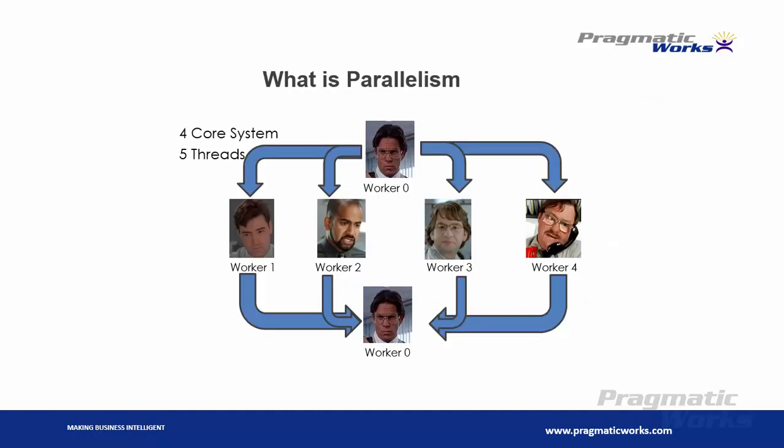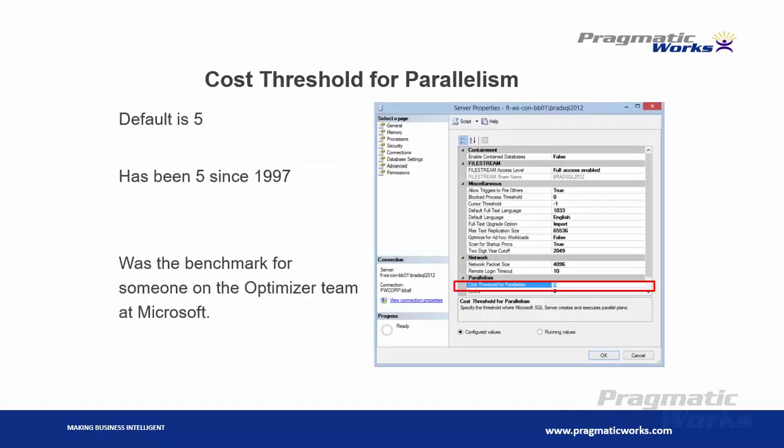The thing with having multiple CPUs working against a set of data is that there's a possibility that some could finish before the others. This means that worker 0 has to wait for every single CPU to finish its work before it can hand the results back. Now, the cost threshold for parallelism is the level where SQL Server will decide between executing a serial plan and executing a parallel plan.